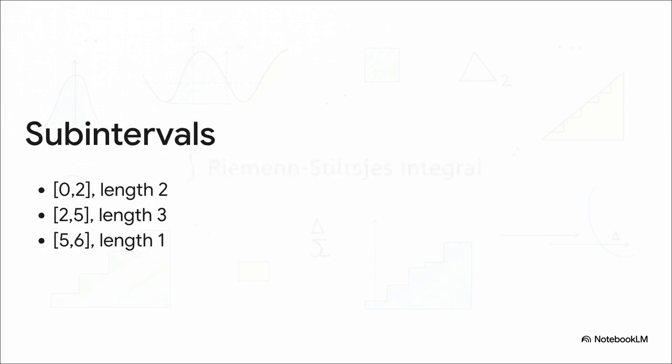Let's just walk through our slices step by step. Our first subinterval sits between our first 2 points, 0 and 2. Using our simple subtraction formula, 2 minus 0 gives us a length of 2. Our next slice is between 2 and 5. Subtracting 2 from 5 gives us a length of 3. And our final slice is between 5 and 6. Well, 6 minus 5 gives us a length of exactly 1.